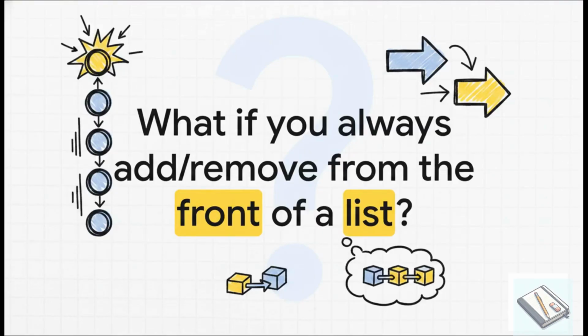So that leaves us with one final hanging question. If ArrayList is so terrible for operations at the front of the list, what are you supposed to use instead? What data structure is built from the ground up to make those exact operations lightning fast? Well, that's a story for our next explainer.